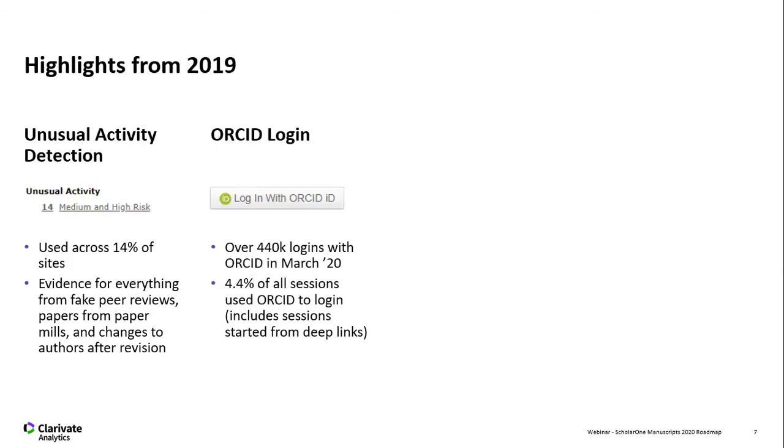The ORCID login. Login is and continues to be a major challenge. Our goal with launching this, with turning this on across every site that had ORCID already enabled, was to simplify researchers' access to any journal on the platform. With over 440,000 logins in March, that's quite a few logins. A little over 4% of all the sessions in ScholarOne used ORCID to log in, which is pretty impressive. That means that at least 4% of all the users had or created an ORCID to get in.